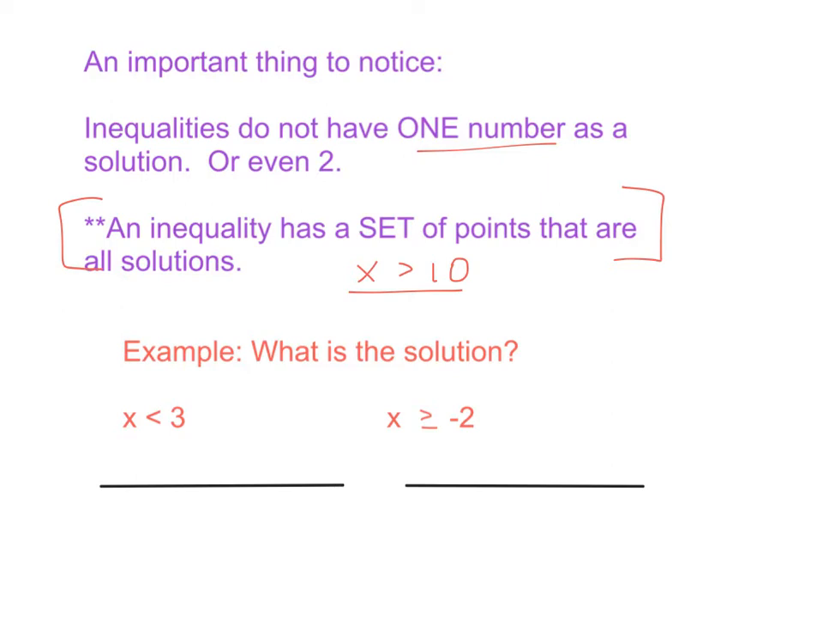So in this example right here, I'm just asking, what is the solution? The first one says x is less than 3. So if we're thinking about what are all the possible solutions for x is less than 3, well, we know that 2 is less than 3. We know that 1 is less than 3. 0 is less than 3, and so are all the negatives.